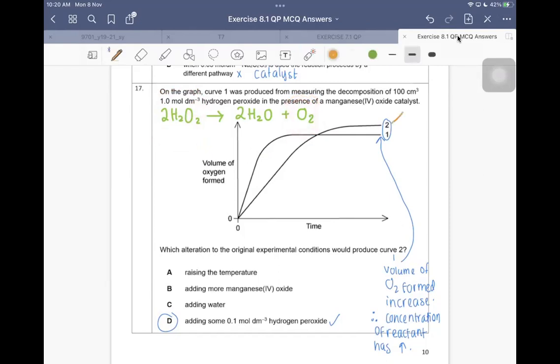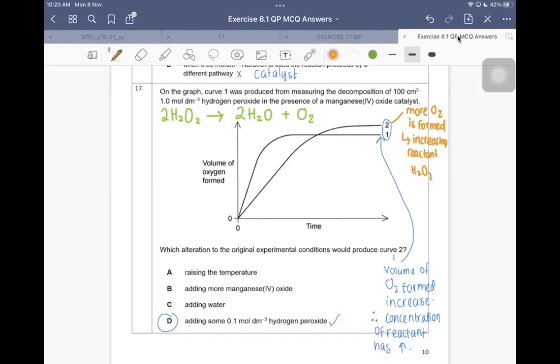So reaction 2 suggests that more oxygen is formed. And this is caused by increasing reactant. And your only reactant here is H2O2. Increasing catalyst will not do anything to increase the volume, will not do anything to increase the yield. Okay, it will only speed up the reaction, the rate, but not the amount of your products.